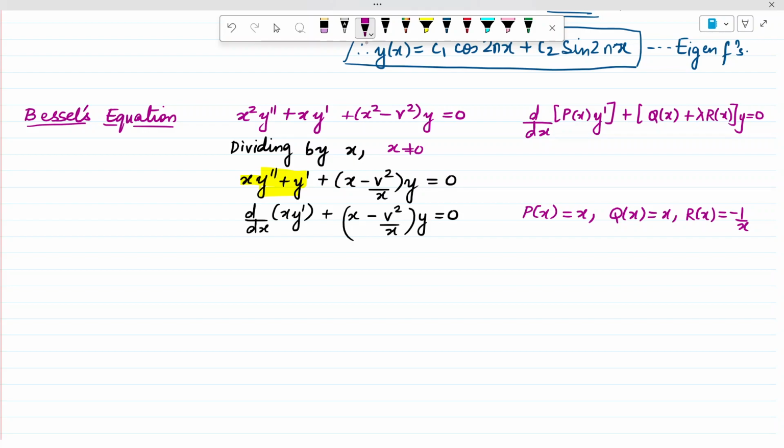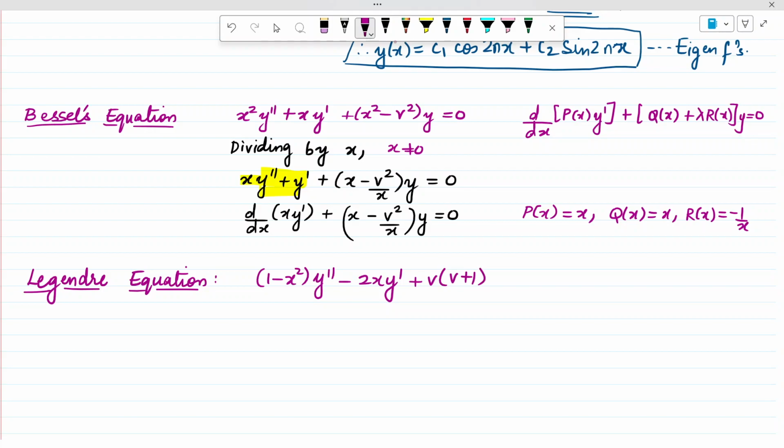The next category of standard form you have is Legendre's equation, which can again be converted into a Sturm Liouville problem. Let's look at the Legendre's equation standard form. It's 1 minus x square y double dash minus 2x y dash plus v into v plus 1 y equal to 0. How can you convert this into a Sturm Liouville problem?